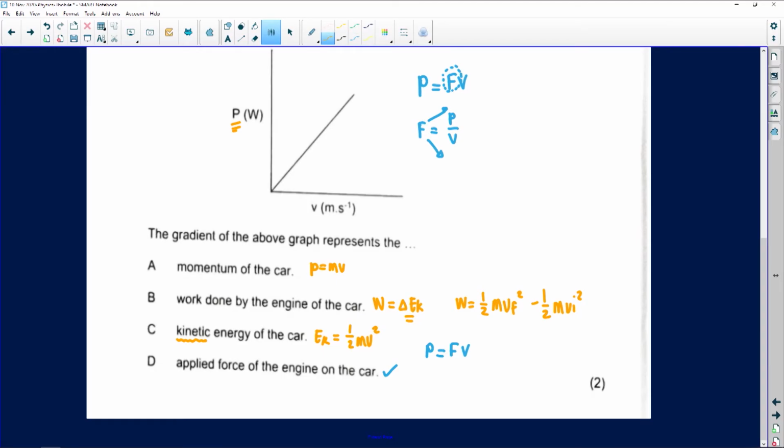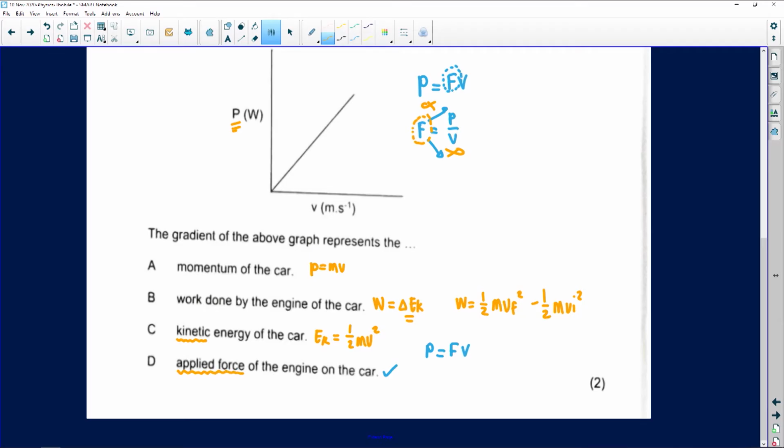What does this mean? Directly and inversely proportional. When the force increases, the power will increase. When the force decreases, my velocity will decrease, and vice versa. So which means that the gradient of a power versus speed or velocity graph will then give you the force. What is the force? It is the applied force in the engine of the car.